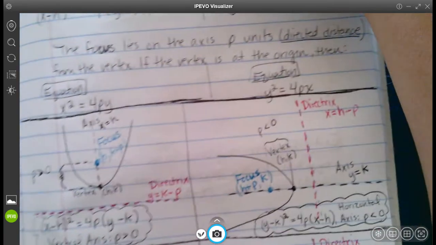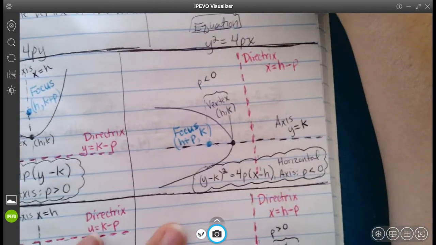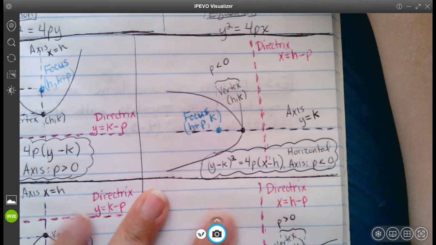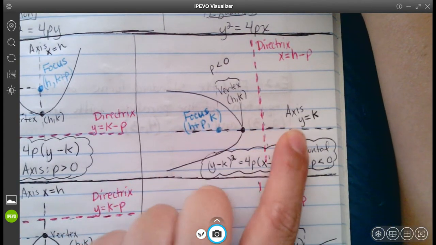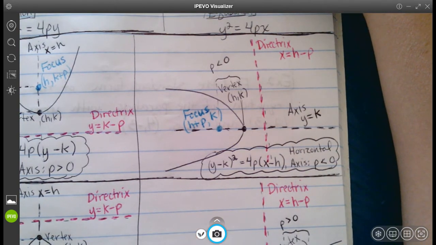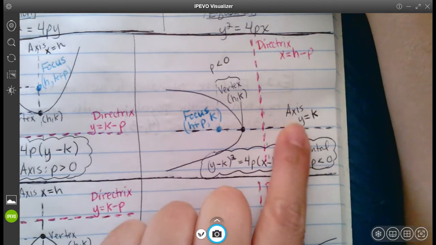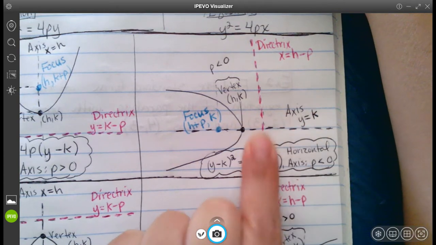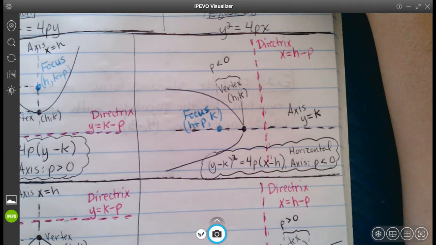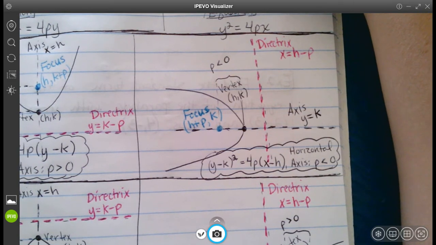For my sideways parabolas, these are a little interesting. You do have something similar, but now the axis will change into y. So normally our axis of symmetry is x equals some number. Now it's y equals whatever the y value is because it's going sideways. So the parabola is not backwards, but it's a different orientation.